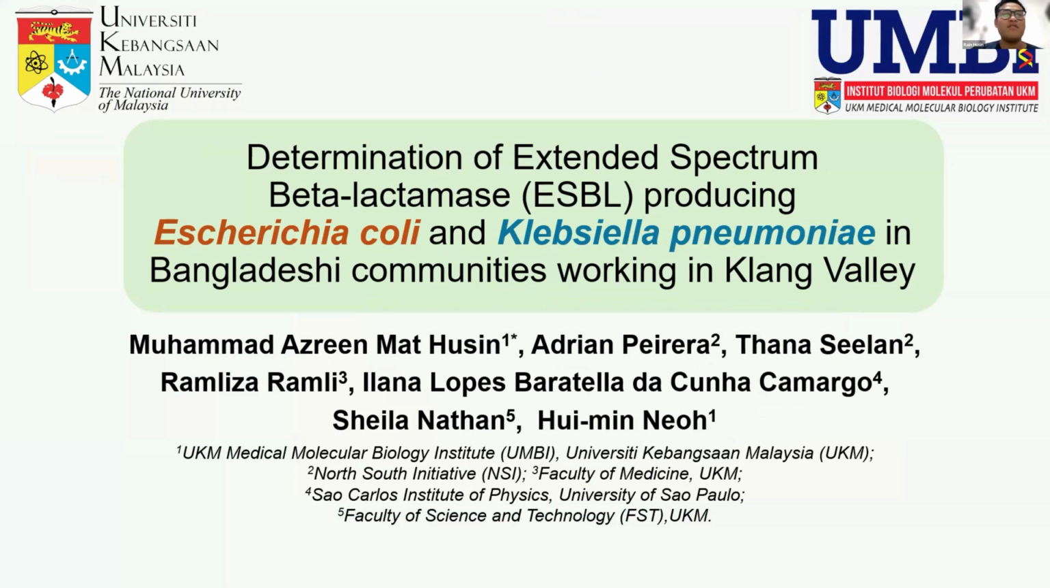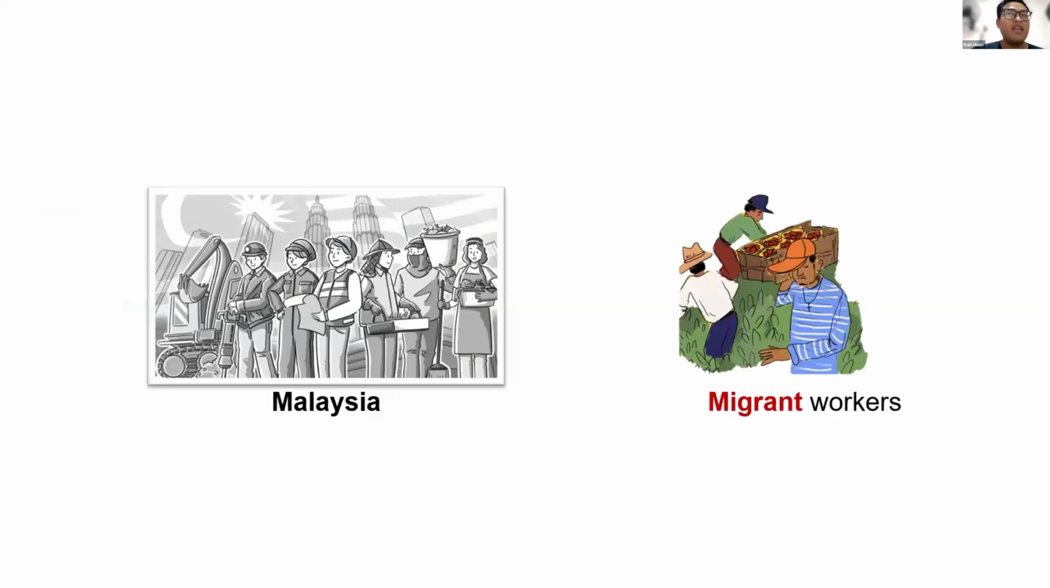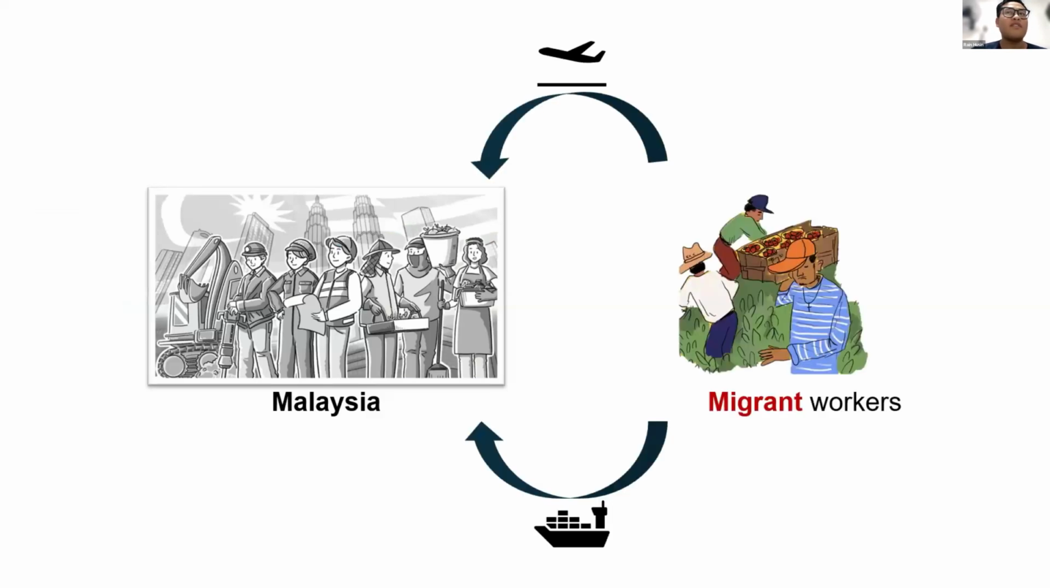So hi everyone. I'm Muhammad Azrin, a PhD student at UKM Medical Molecular Biology Institute, Malaysia. Today I'll be sharing on our project on determination of extended spectrum beta-lactamase producing E. coli and Klebsiella pneumoniae in Bangladeshi communities working in Klang Valley. In Malaysia, many migrant workers come seeking better opportunities and wages. They often take on jobs that are less favored by locals but play vital roles in the country's economy.